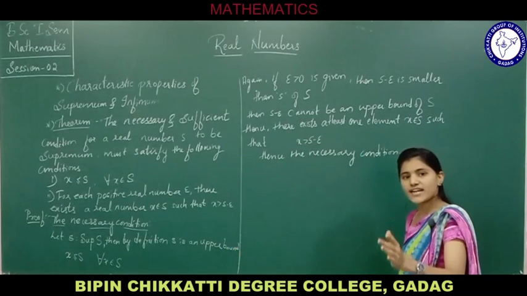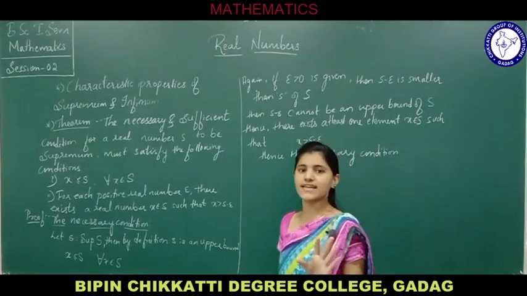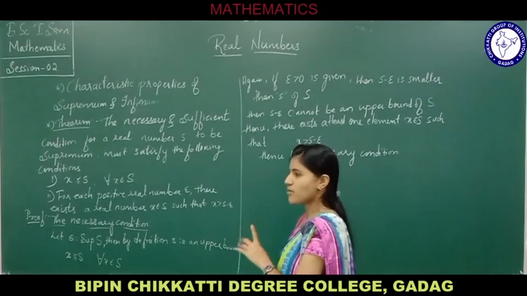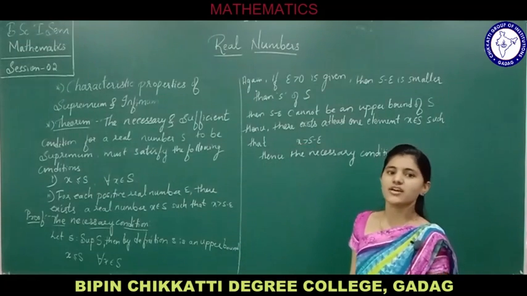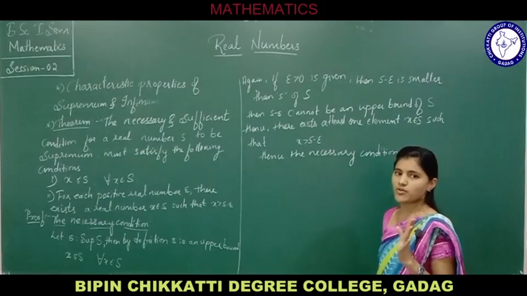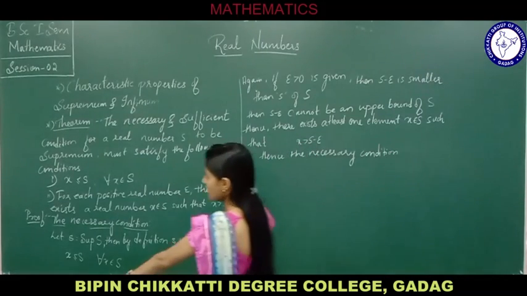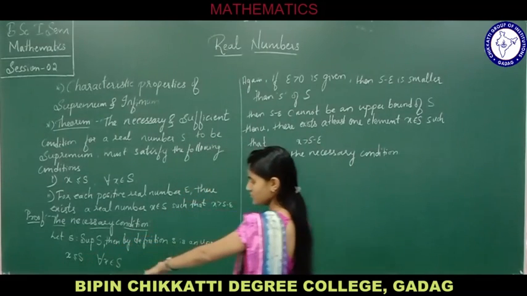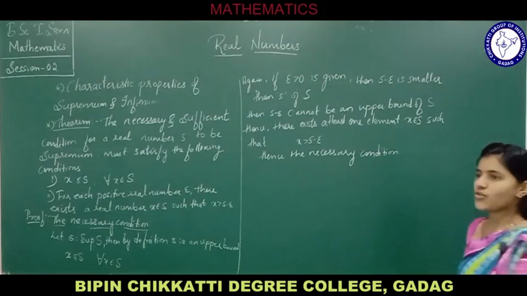How have we started? By the definition, we considered that S is the supremum of S. If it is the supremum, then what do we know by definition? We know that it is an upper bound of the set S, and that is why x is less than or equal to S for all x belonging to the set S.